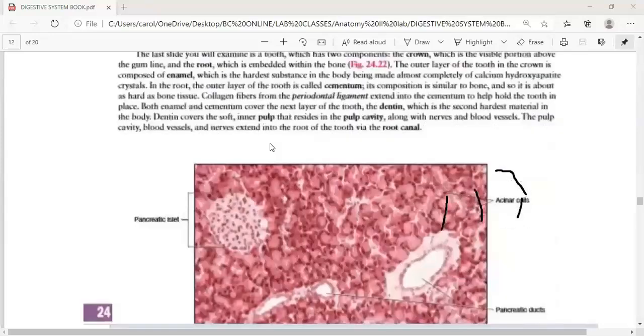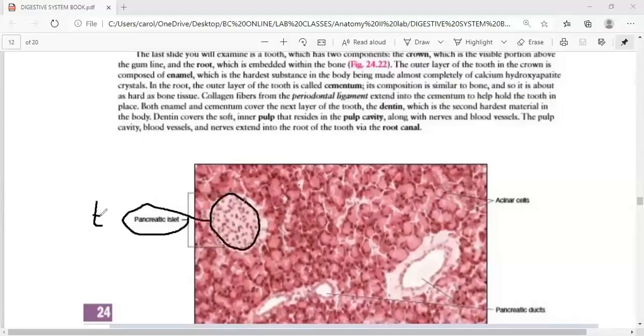After that, we're going to have right here, this is the pancreas. The pancreas is going to have 2 main functions. One of them is related to the endocrine system, and the other one is related to the digestive system. The one that is related to the endocrine system is this part right here, this kind of pink right here, which is going to be the pancreatic islet. Here's where we are going to produce insulin, glucagon, somatostatin, etc., etc.